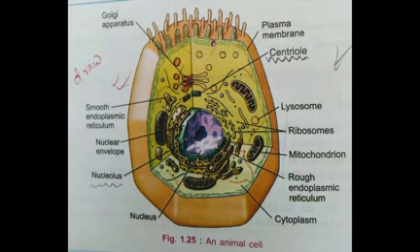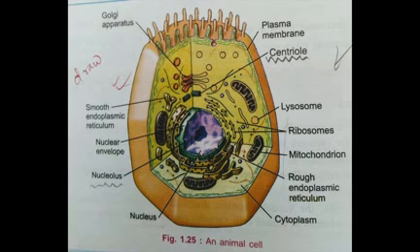Now cytoplasm is a fluid, jelly-like substance, transparent, and often some granular structures are seen in it. The cytoplasm contains all the cell organelles. We'll come to cell organelles later on. And the third main part is the nucleus.